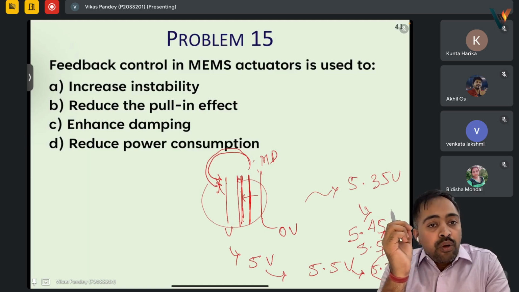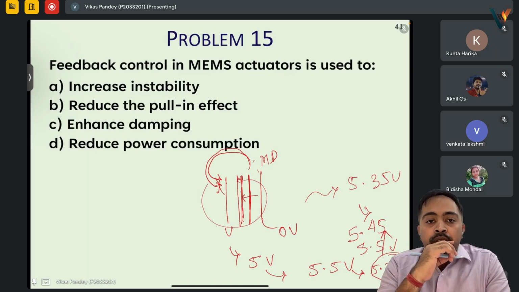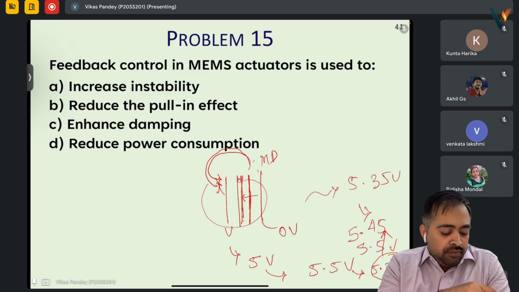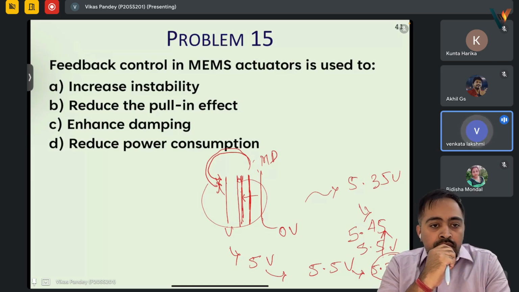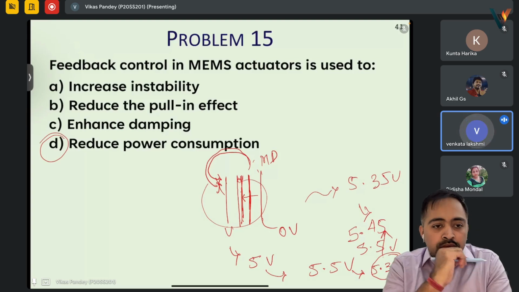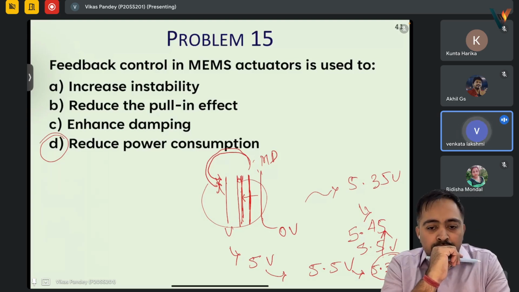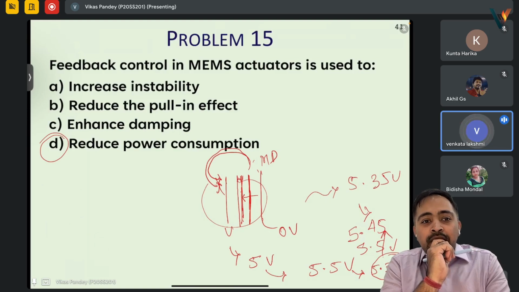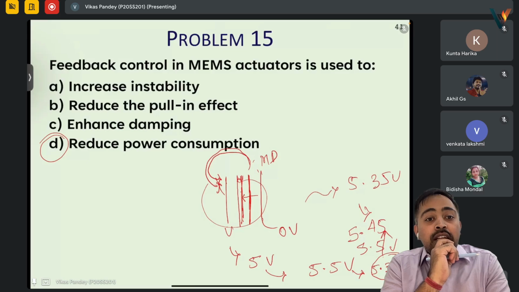Okay, so these corrections are done using feedback control. So what might be the purpose of using this feedback mechanism? To increase instability, to reduce the pull-in effect, enhance damping, or reduce power consumption? Yes, anyone? Looks like reduced power consumption because we are changing the voltage from 5, 5.5, 5.3 etc. But here instability is there, sir. It should be increased stability, na, sir. It is used to increase stability.